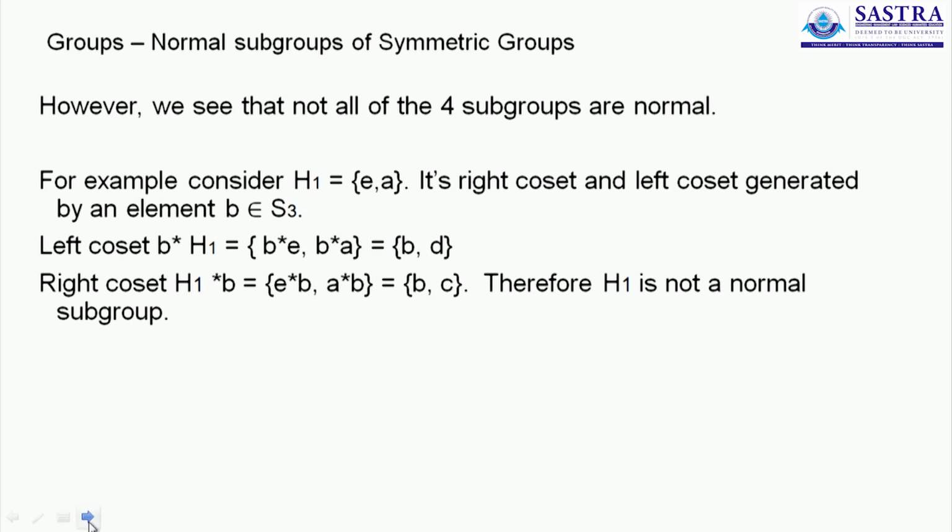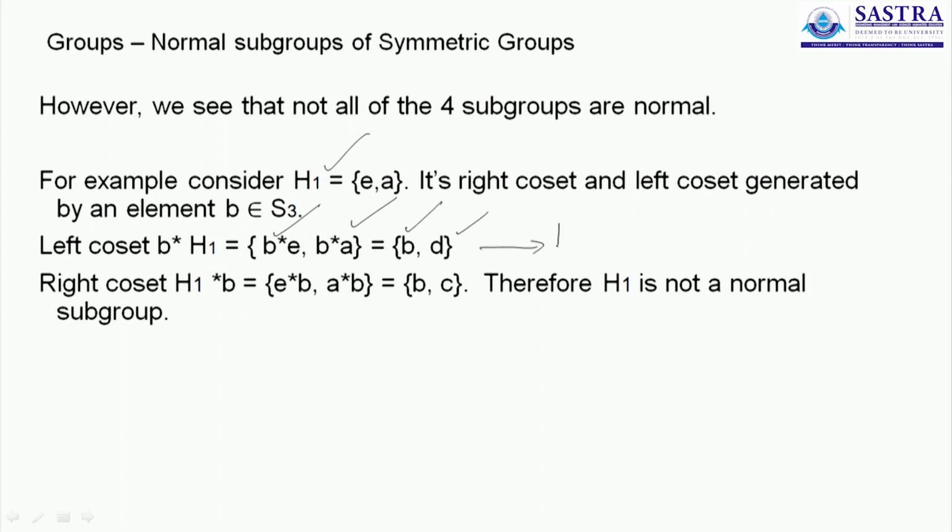Yesterday we learned that a subgroup is a normal subgroup if the left coset and the right coset are identical. So we have 4 subgroups. Let's try and find out which of them are also normal subgroups. The first one we'll pick up is H1 as E comma A. Now when I select some random element B from the group and I operate B on H1 from the left, I get B star E and B star A. B star E happens to be B and B star A happens to be D.